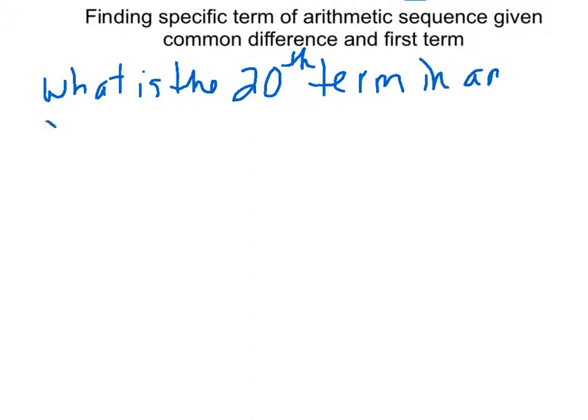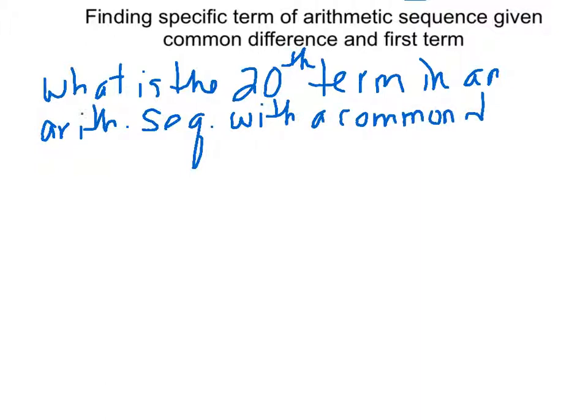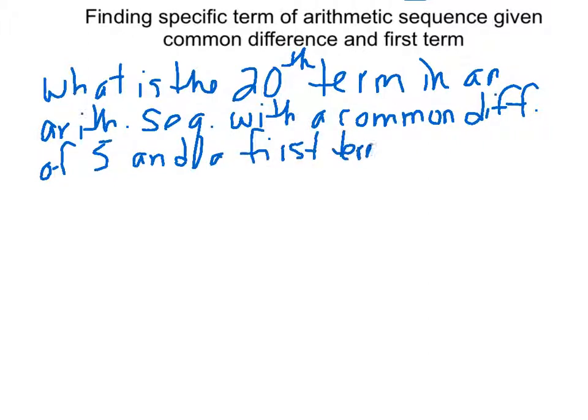And I'm going to abbreviate arithmetic sequence. So what is the 20th term in an arithmetic sequence with a common difference, abbreviating difference, of 5 and the first term of 3. Alright, what is the 20th term? So that we have a number here, 20. That's going to be our n. In an arithmetic sequence with a common difference of 5, that's our d. And a first term of 3, that's a sub 1.